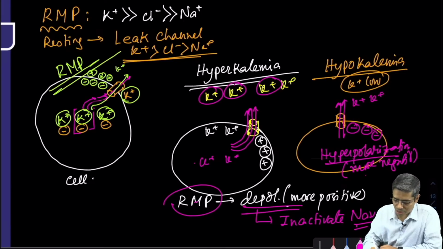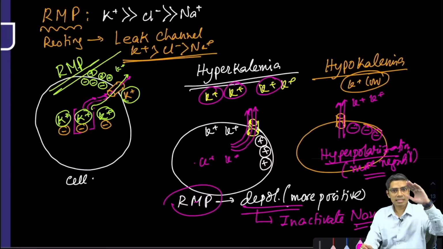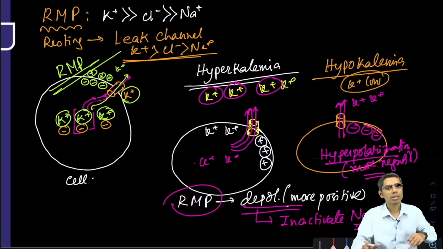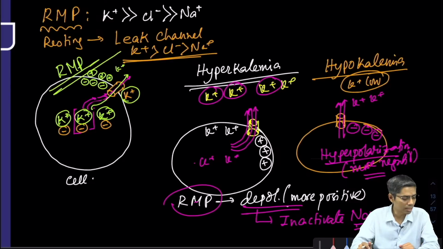But in case of hyperpolarization, excitability of the cell membrane will be reduced. Excitability will be reduced in the heart also, but it is not as dangerous as the hyperkalemic condition.